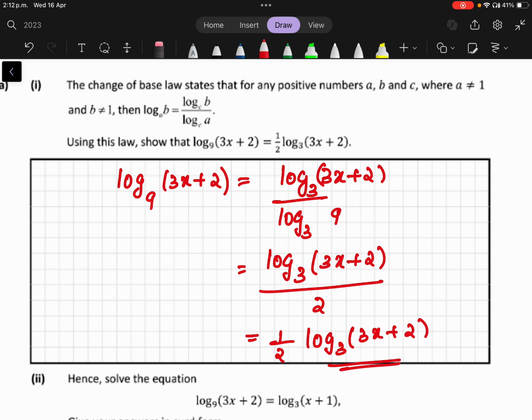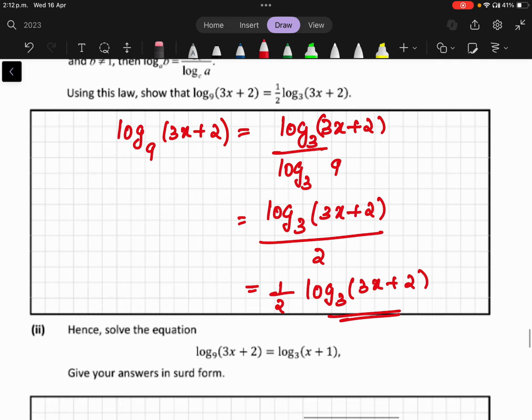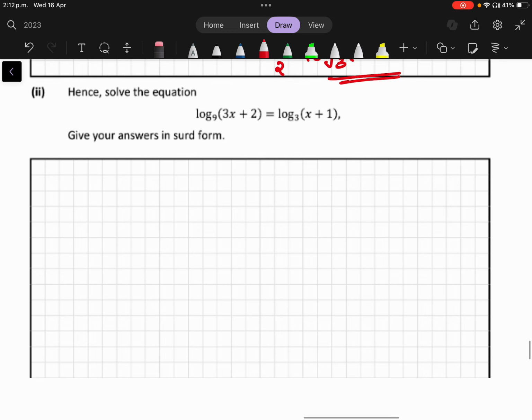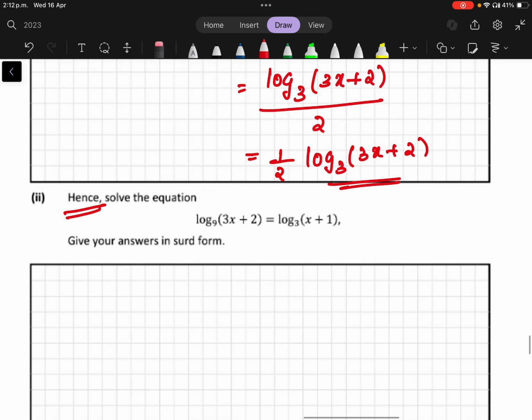Easy sum. Okay, now the second part of this question: solve the equation log base 9 of (3x + 2) is equal to log (x + 1). Whenever you see the word hence, it means that you can take the answer from the previous question and put it here. So you don't need to do everything again.